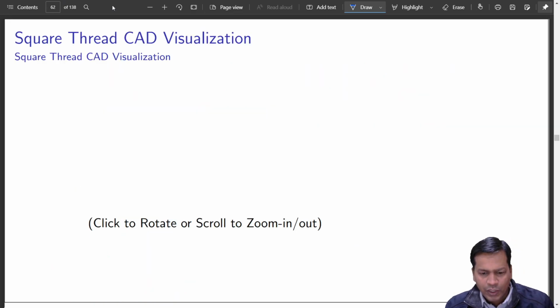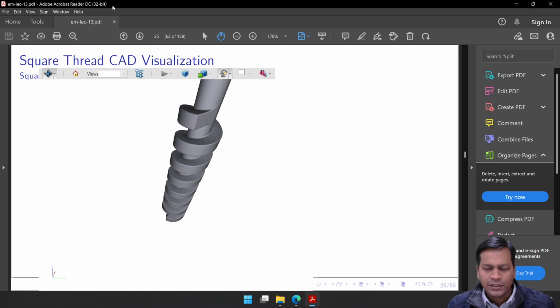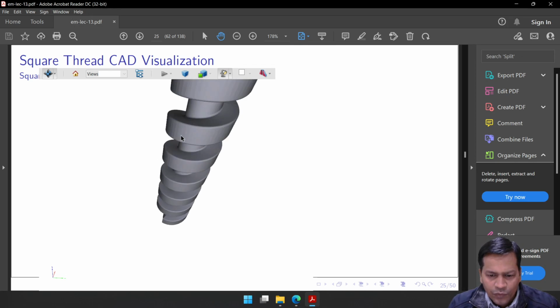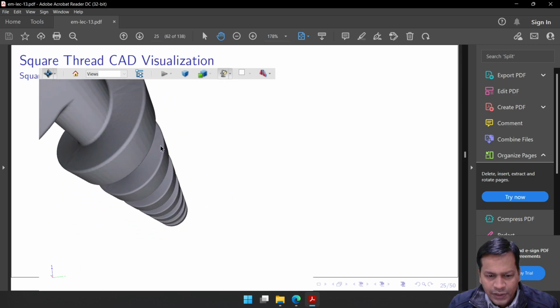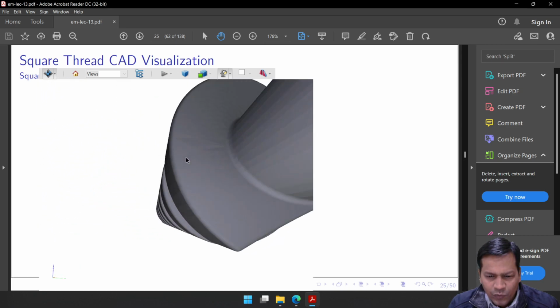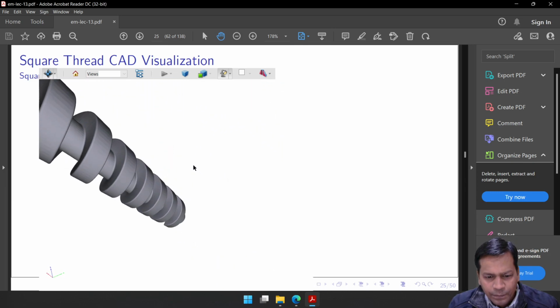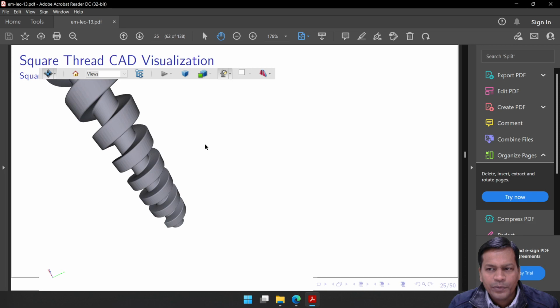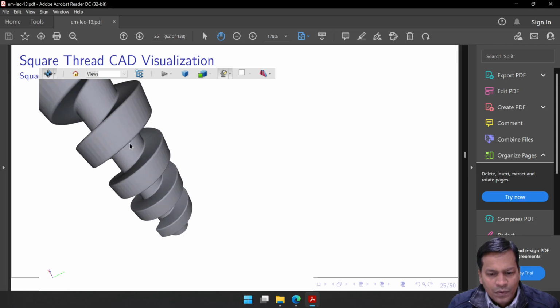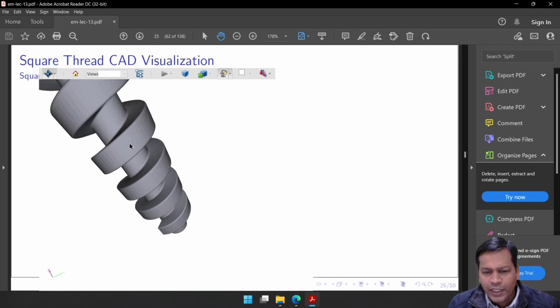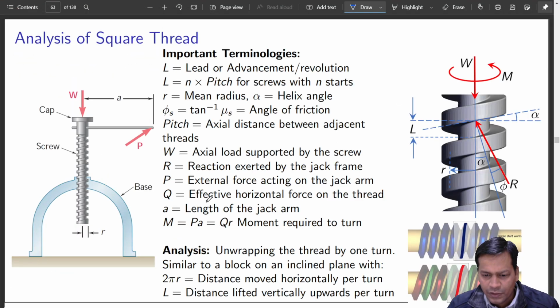Let me show you a visualization of this. This is something that I have prepared for you. This is a CAD of such a thread. If you can see this, it starts at one end, gradually it goes something like this. So this is how it looks like. Hope you can see this. So this is how this type of thread is. I'll close this one, I'll go back to my original thing.